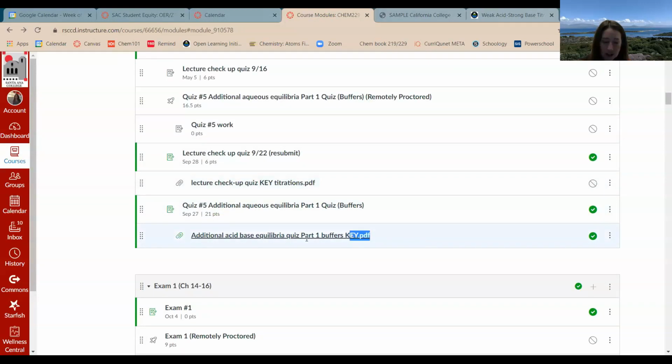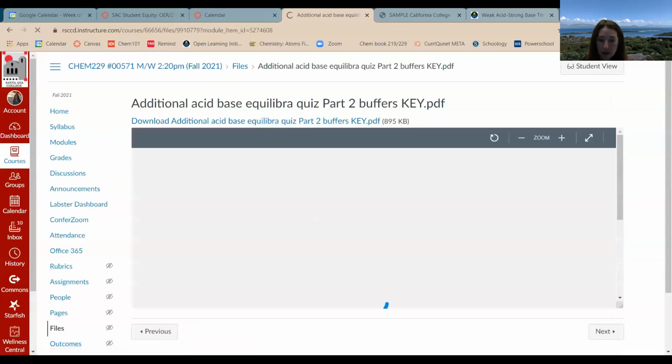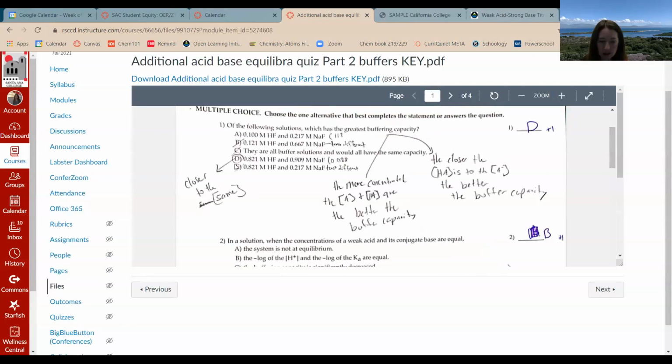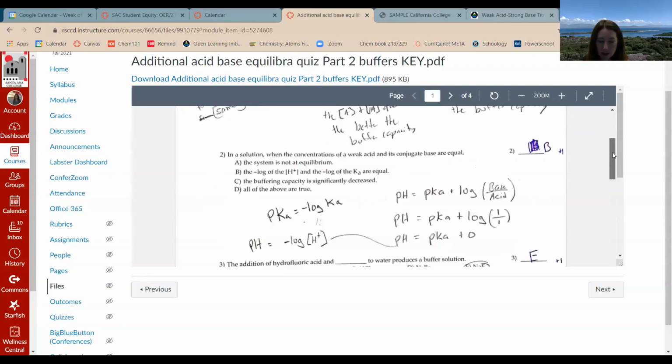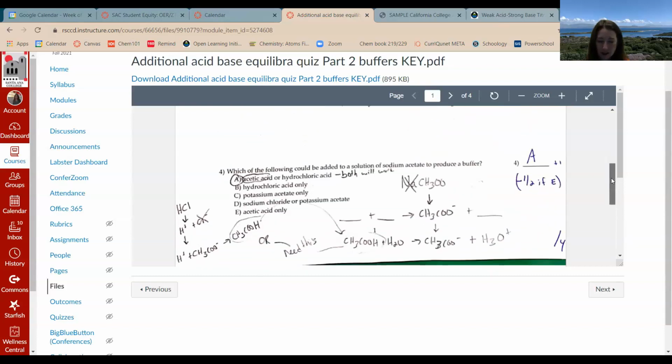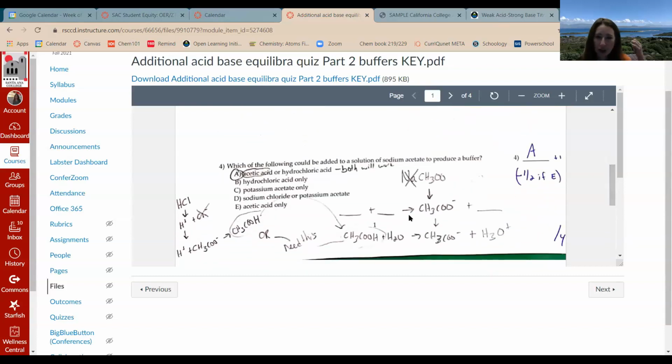And then here's the key to the quiz you had today. I put it up, and I really worked hard on thinking through it for you, so you could see not just what the right answer is, but why it's the right answer. Like, here's D and here's why I chose D. Here's B and why I chose B. So instead of just giving answers, I tried to bring you through the thoughts of these questions.